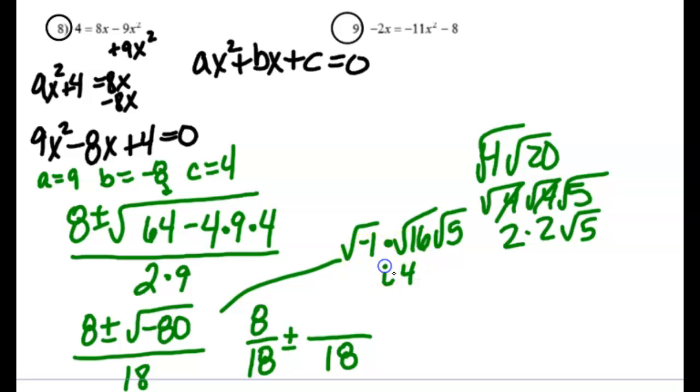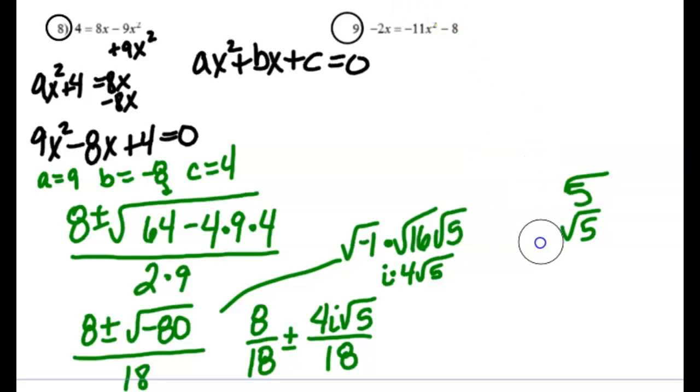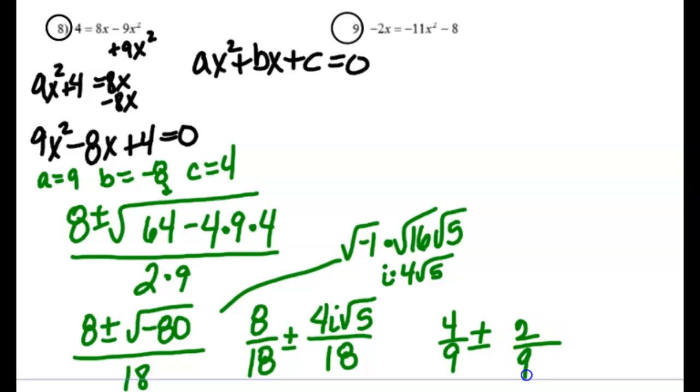Square root of -1 is i. Square root of 5 you can't deal with. How would we normally write that? 4i square roots of 5. Yep. You would have got there the other way, hopefully, but you always want to find the biggest perfect square that divides in if you can. All right, let's finish reducing. What do we get? 8 over 18 reduces by 2 to 4 over 9. 4 over 18 reduces by 2 to 2 over 9. And that has an i square roots of 5 up there.